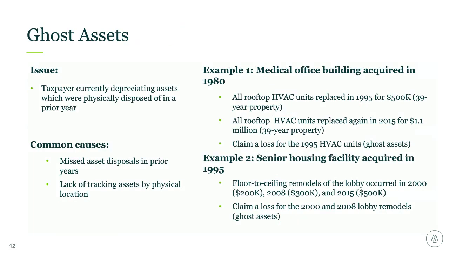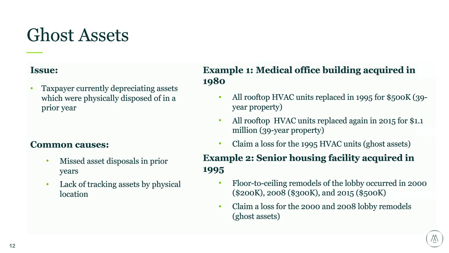So ghost assets are another category that we look for in fixed asset studies. These are assets that flat out do not physically exist anymore because they've been physically removed from the building or property due to other work being completed. A couple of examples on this: a medical office building, let's say it was acquired in 1980, and it had all the rooftop HVAC units replaced in both 1995 and again in 2015. The taxpayer could claim a loss for the 1995 rooftop units because they physically don't exist on the property anymore, and they're considered a ghost asset.